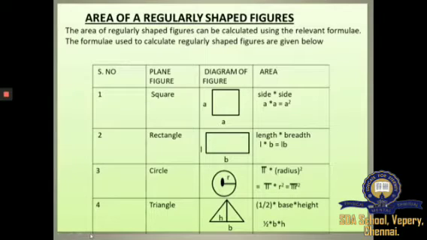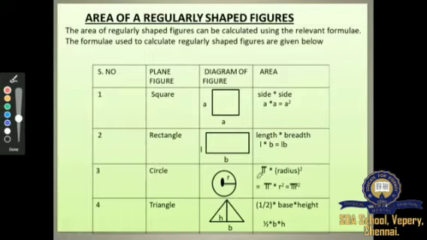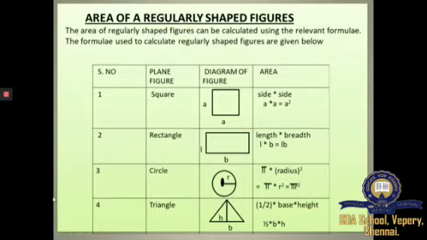So the area of the square is A square. The area of the rectangle is length into breadth. The area of the circle is pi r square. The area of the triangle is half into base into height. Now you know how to find the area of regularly shaped figures. Now we will do some problems based on this.